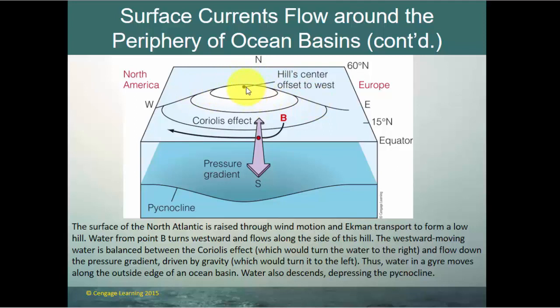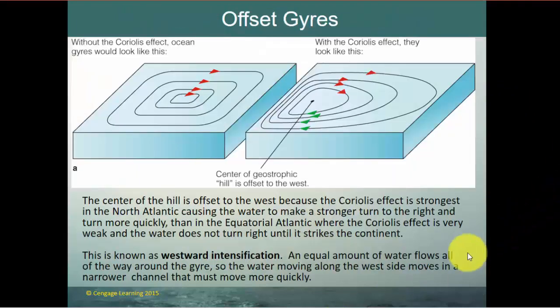And there is a pressure gradient, or a force down that hill. So that is this arrow from north to south. The arrow from south to north is the Coriolis effect, and the net effect on the water is to be deflected to the west and then basically around that ocean basin. Now, because the Coriolis effect is stronger to the north than it is to the south, that hill is also offset to the west. And this is what that looks like in terms of the hill being offset to the west. Without the Coriolis being stronger to the north than it is to the south, you'd have this nice round circle around the ocean basin.